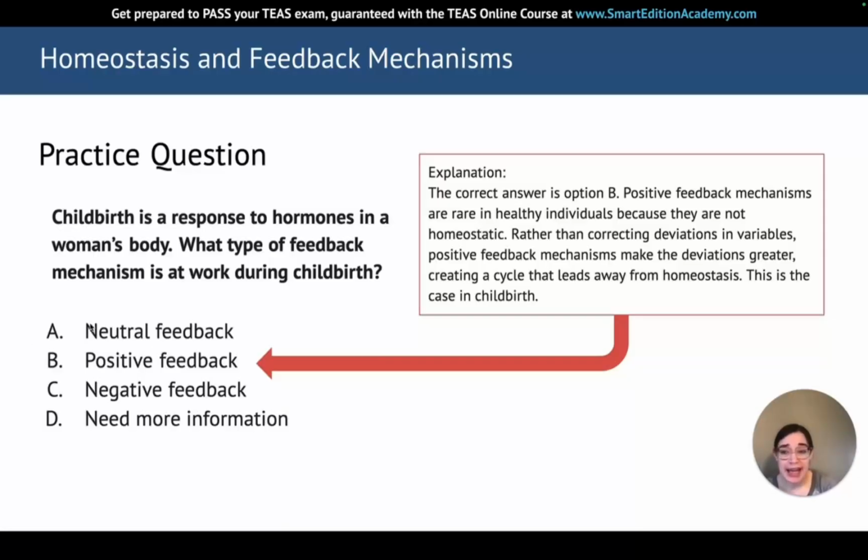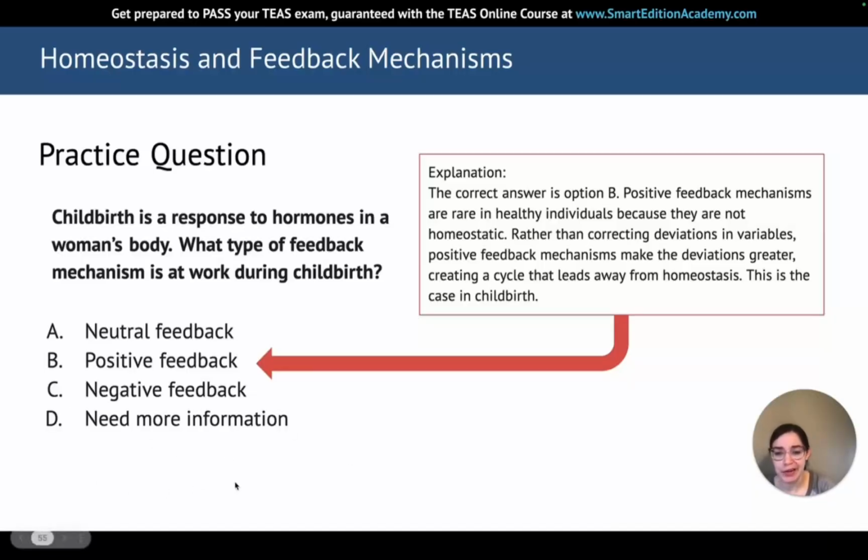Neutral feedback is not one of the feedback mechanisms found in the human body, so that's an incorrect answer. And then negative feedback systems are homeostatic. They help us maintain that relatively constant, stable internal environment. And that is clearly not what is happening here, as we've just seen talking through this example. So this is an incorrect answer.